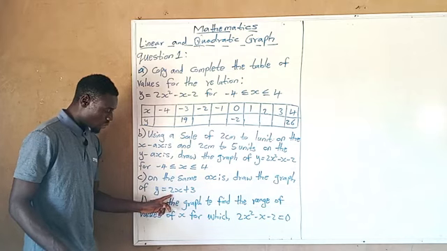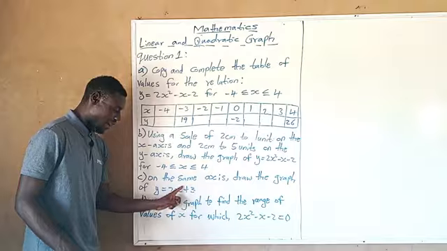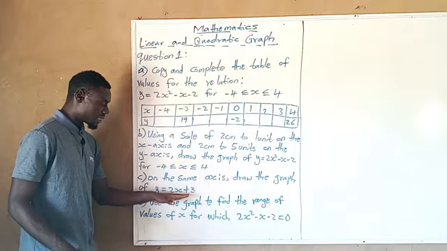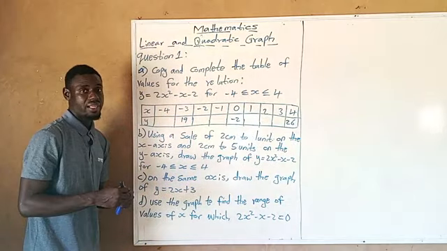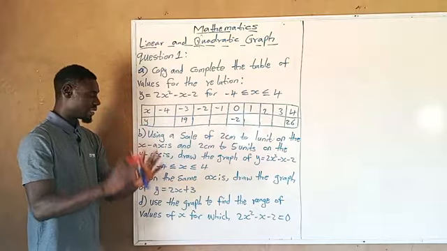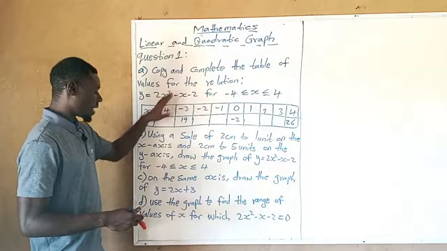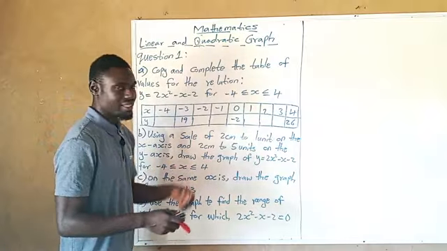Now, this is y equals 2x. This is a linear graph because linear always has power 1, while quadratic has power 2. So this will give us a linear graph. Now, they said we should plot this linear and this quadratic graph on a single graph. So what we need to do is create a table for the quadratic and a table for the linear graph. So let's get started.